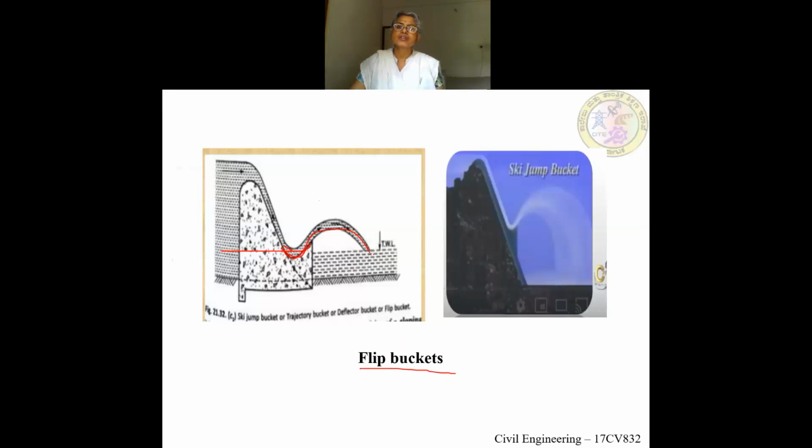So if the tailwater is low, we can create a jump. If the tailwater level is high like this, we cannot create a hydraulic jump, so flip buckets are not used when the tailwater level is high because we cannot create a jump. Then we use what are called roller buckets, which we will discuss in the next class.